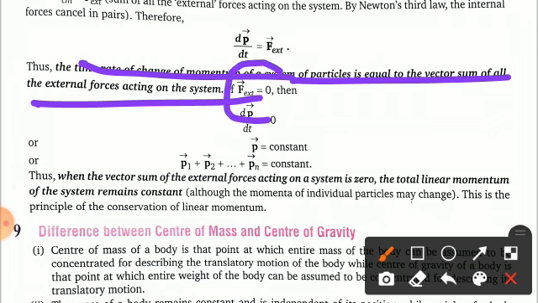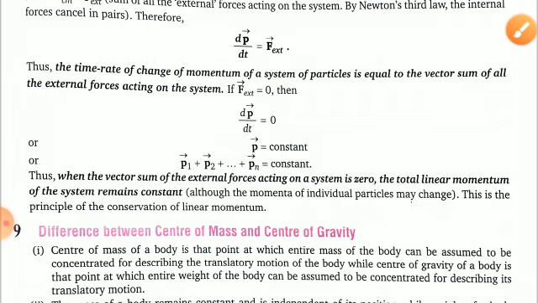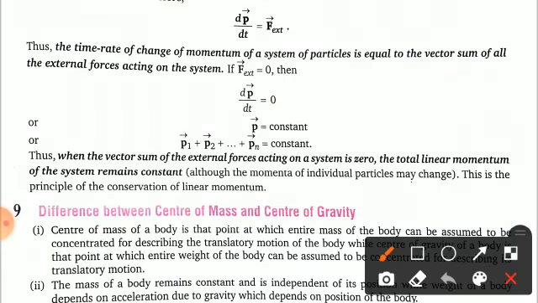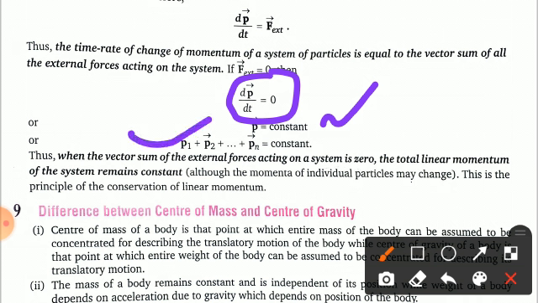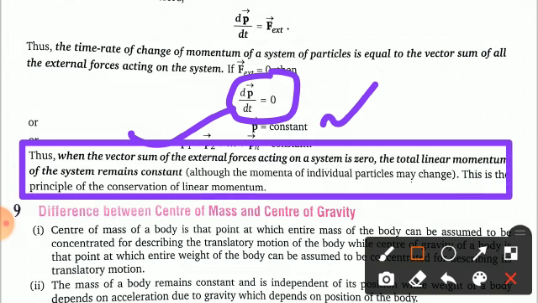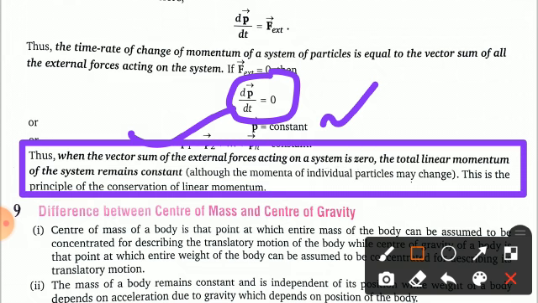In that case, if external force is 0, then what happens? Then the differential of momentum, that is dp over dt, is also 0, and we can write vector p is equal to constant. Clear? So if momentum is constant, then the momentum of all the n particles is constant. It is written here: when the vector sum of the external forces acting on a system is 0, the total linear momentum of the system remains constant. This is an important one, so keep it in mind. This is the principle of conservation of linear momentum. Fine.